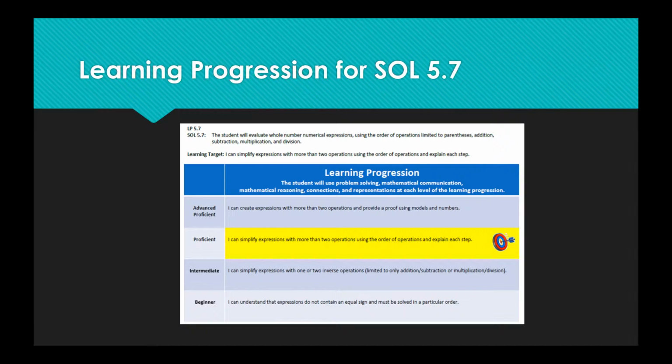Here's a copy of the learning progression for this unit. By the end of this unit, we expect you to be at the proficiency level if you're starting below the proficiency level. Hopefully, if you're already at the proficiency level, by the end of the unit, you'll be at the advanced proficient level. By the end of this unit, we want you to be able to simplify expressions with more than two operations using the order of operations and to be able to explain each step.